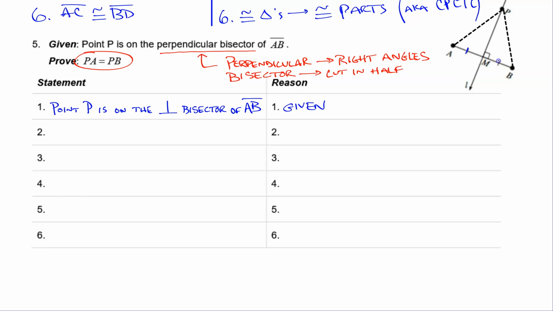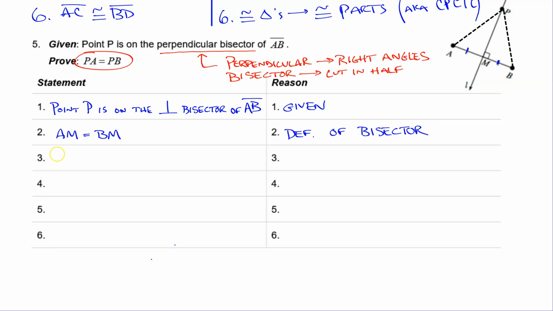Segment AM and segment BM are congruent. Sometimes I say that segments are congruent. Sometimes I say that their lengths are equal. Those two things are equivalent. Well, that's the definition of a bisector, folks. If a segment is bisected, it's cut into two congruent pieces. Okay, so bam, we're done with statement 2 and reason 2. Let's go on to number 3.